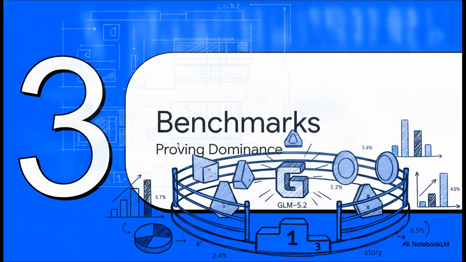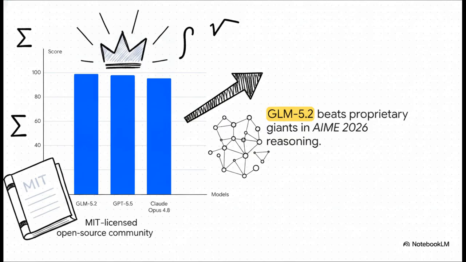Proving dominance. Now, what's really interesting about this performance data is how it holds up when put in the ring with the best models on the planet. Look at the rigorous AME 2026 reasoning benchmark, which tests high-level mathematical reasoning. GLM 5.2 comes in with a score of 99.2, outright beating future state proprietary giants. It edges past GPT 5.5 at 98.3 and completely leaps over Claude Opus 4.8 at 95.7.